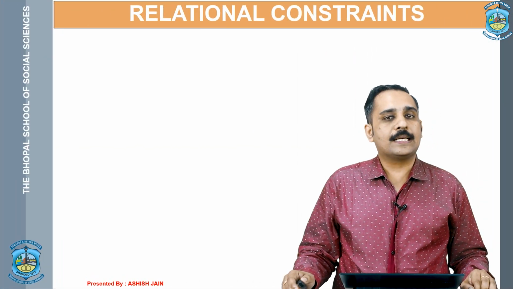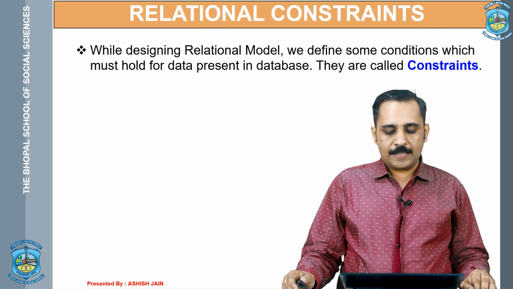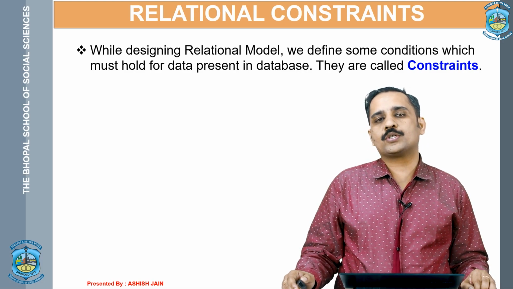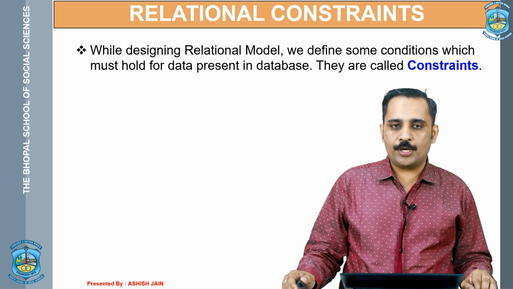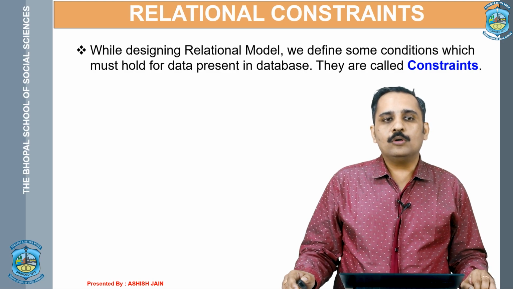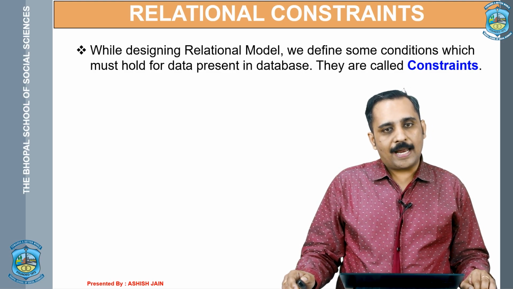Now we come to different constraints in a relation. Constraints are basically bounding conditions that allow us to imply some kind of rules in our database so that we don't allow the unrequired values in our table.